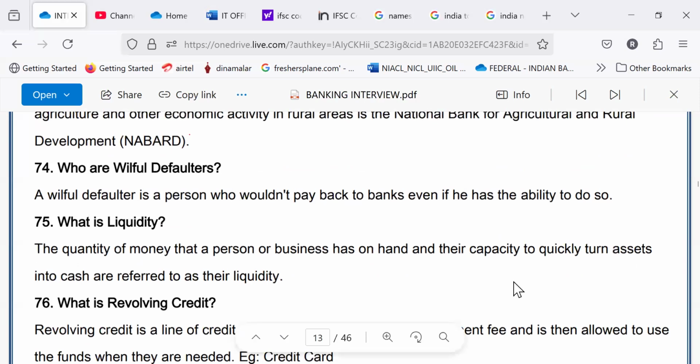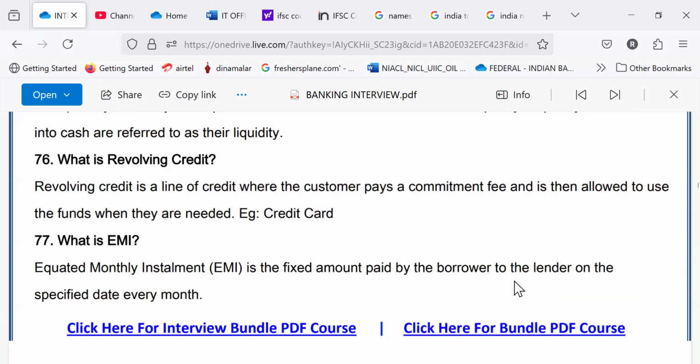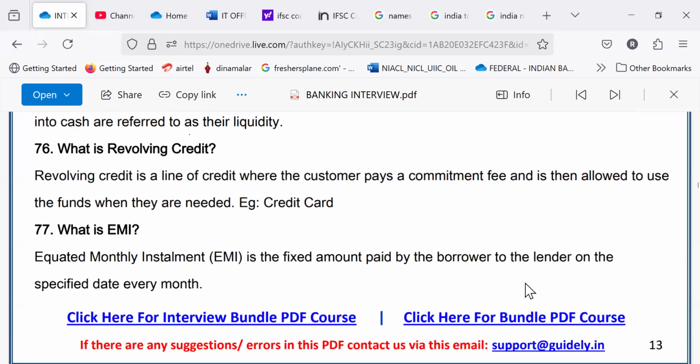What is liquidity? A quantity of money that a person or business has on hand and their capacity to quickly turn assets into cash are referred to as their liquidity. Continue. What is revolving credit? Revolving credit is a line of credit where a customer pays a commitment fee and is then allowed to use the funds when they are needed. Example, credit card. What is EMI? Equated monthly installment is a fixed amount paid by the borrower to the lender on specified dates every month.